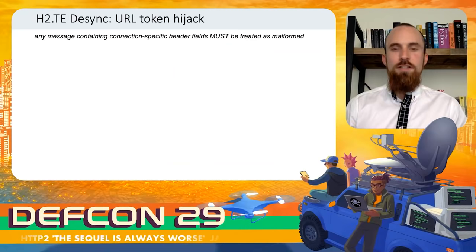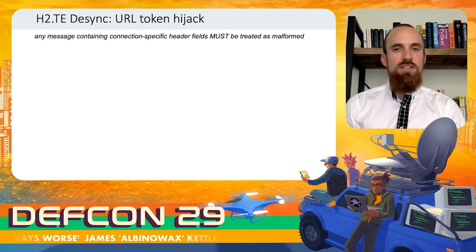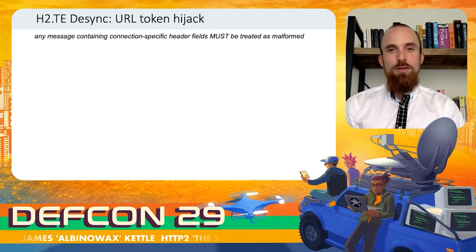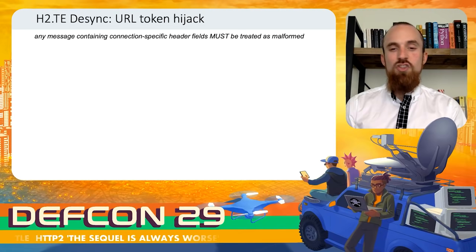After that motivating start, let's move on to something slightly more complex. The H2 RFC also says any message containing connection-specific header fields must be treated as malformed. But it's a bit vague about what happens if you fail to obey this line, so I'm going to fill in the blanks. One server that failed to obey this was Amazon's application load balancer, and it meant I could exploit pretty much every single website using application load balancer.